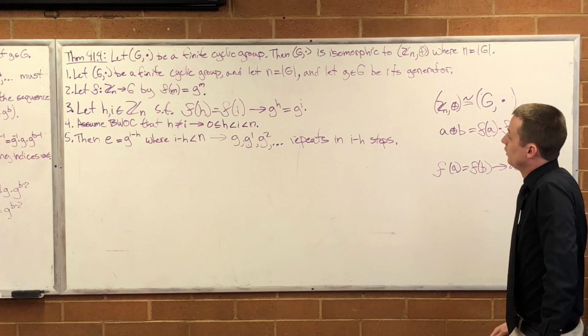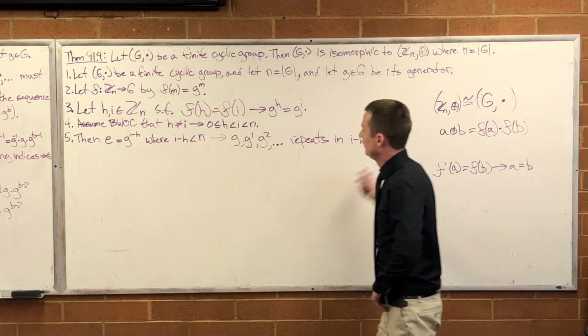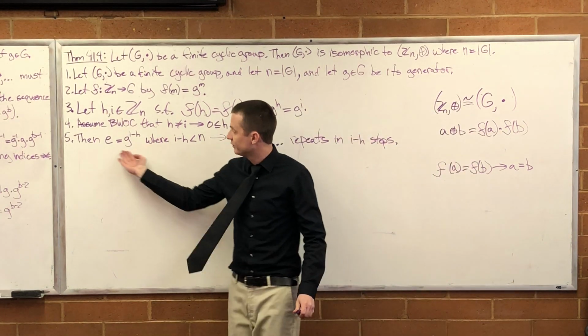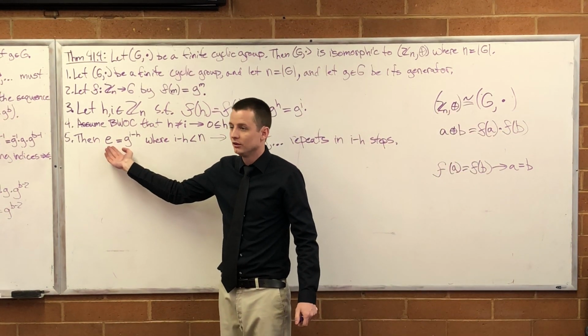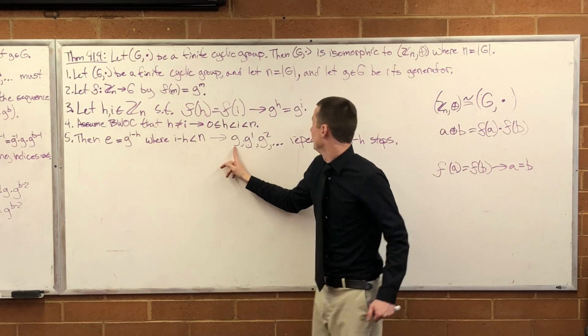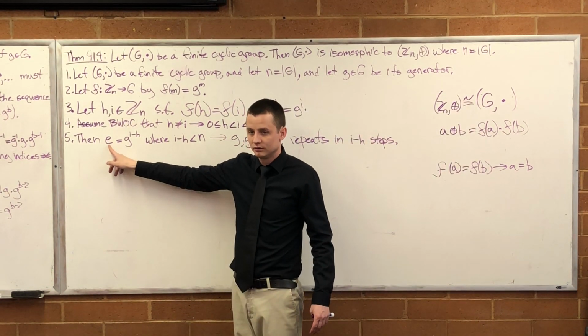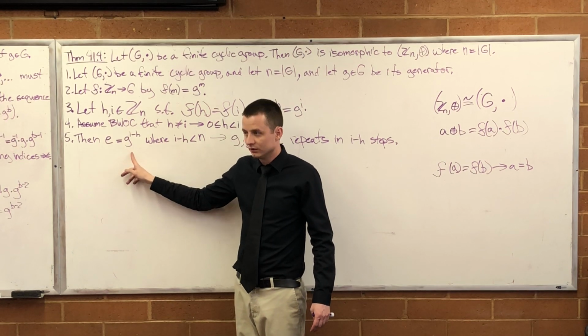Because it's equal to the identity. Oh, okay. No, he's right. It does repeat in that many steps. Why? Because that many steps is identity. So I start with g, then in this many steps, I would have applied identity to g, which is g again.